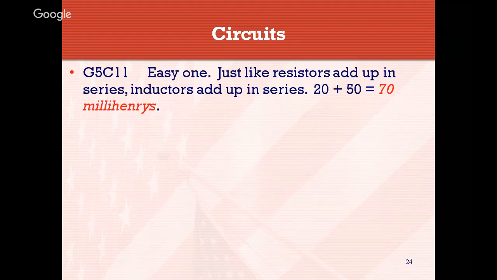So here's an easy one for this particular question. They're talking about the inductance of a 20 millihenry inductor connected in series with a 50 millihenry inductor. And again, you add this up just like you would a resistor. 20 plus 50 is equal to 70 millihenries.